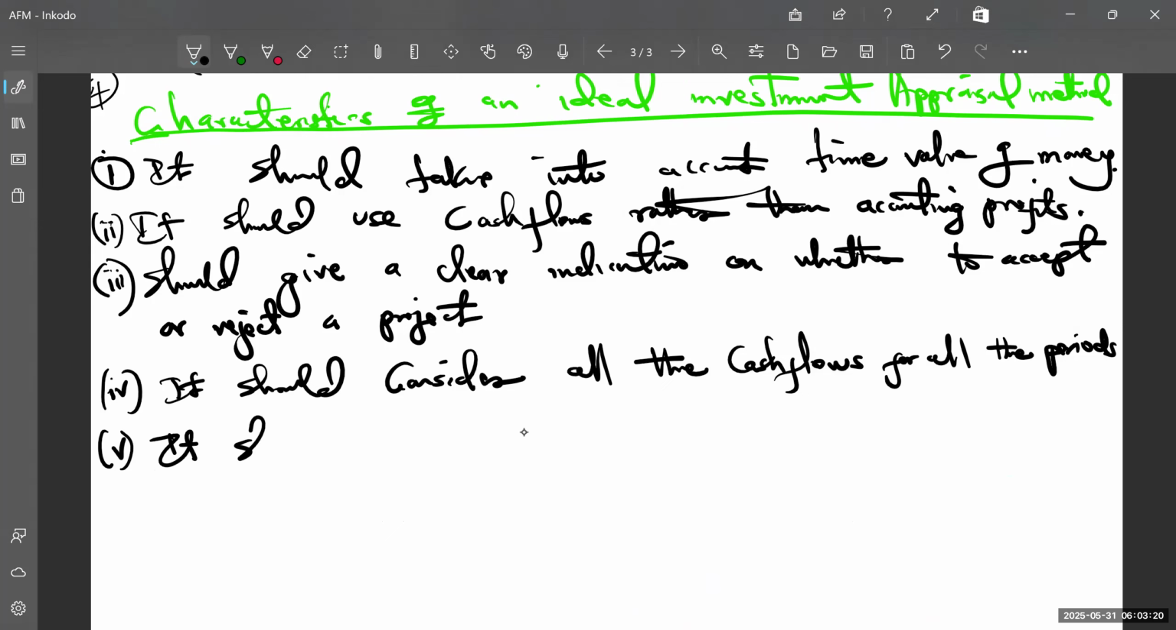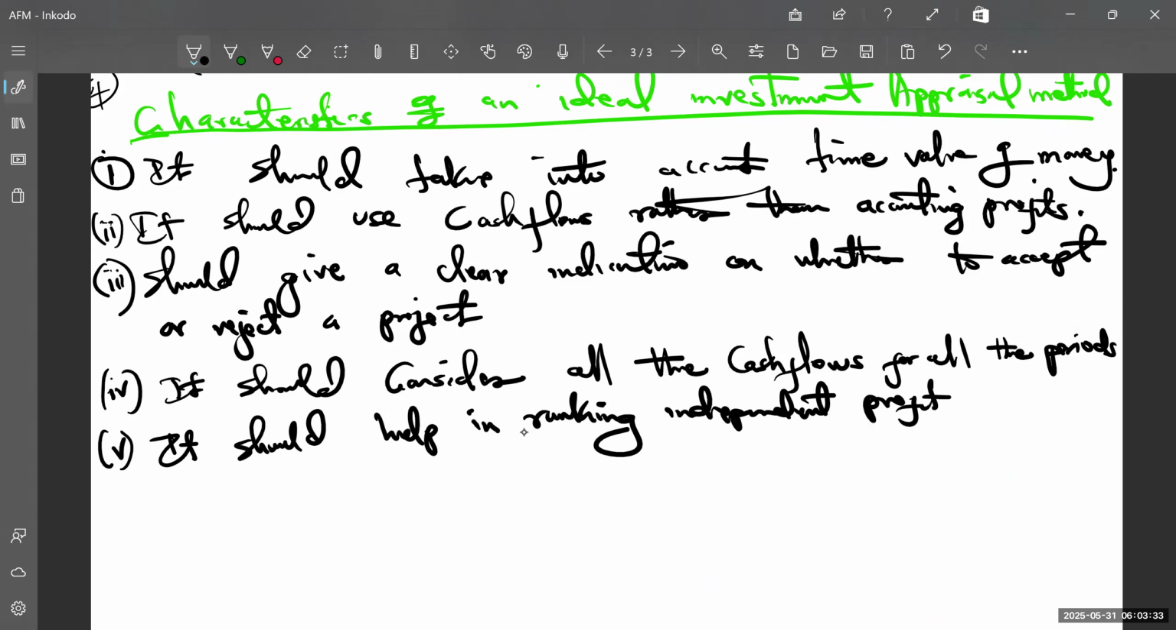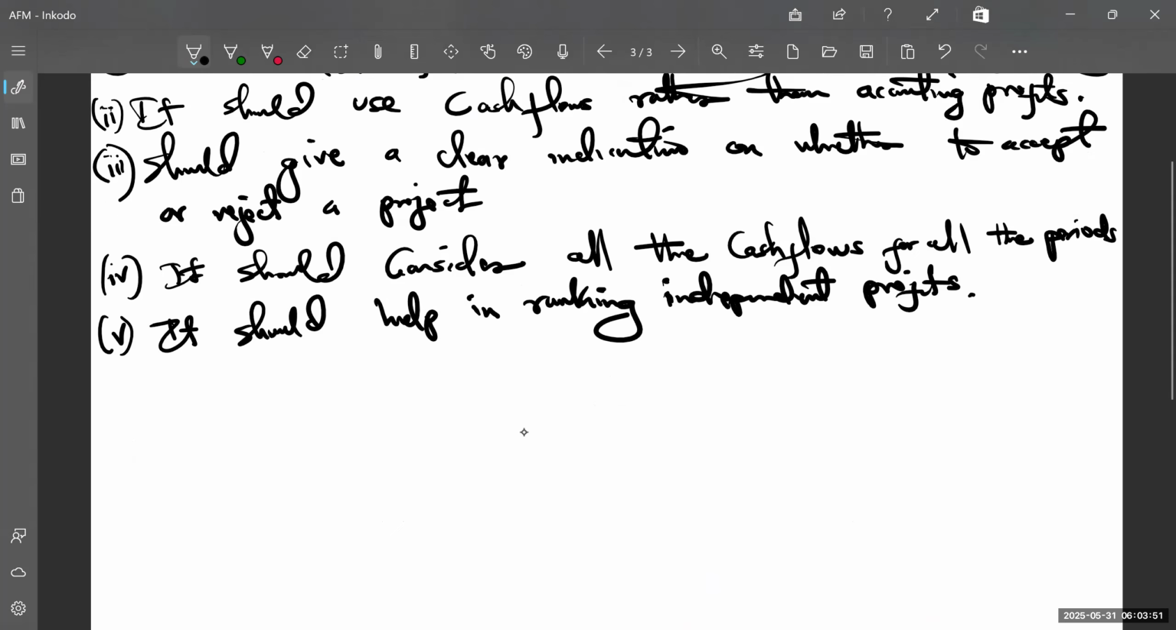It should help in ranking independent projects. Remember, I hope you remember what we mean by independent projects. These are projects that do not depend on each other. Investment in one does not affect investment in the other. The only factor that you consider is availability of resources. And in this case, we talk about the viability. How viable is the project? Sometimes you do not invest just because you have the finances or the capital to invest. You have to look at whether it is a viable investment or not.